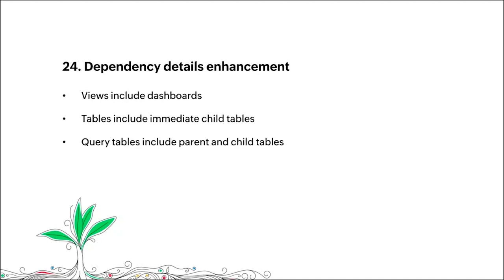So first up, the views now include dashboards. So earlier, when you clicked on the dependency details of your views, you only got the table the view was created from. But now you can see the dashboards the view was used in as well. As for tables, you can now view the immediate child tables. For query tables, you can now view the multiple level parent as well as child tables, which was not earlier supported. And lastly, these dependency details can be invoked from the Explorer and model diagram.